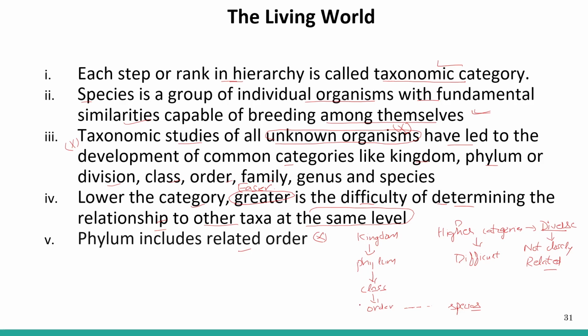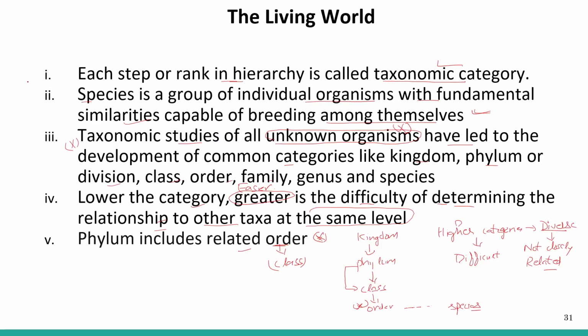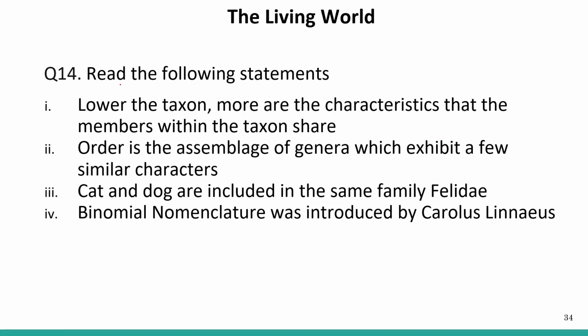But this is not correct. If it had been class, then it would have been correct. But phylum includes class and not orders. And they are writing order here, so this option is also not correct. So what is correct? These are the options. What should be the answer? 1 and 2 are correct, so 1 and 2 only. Option A is correct.